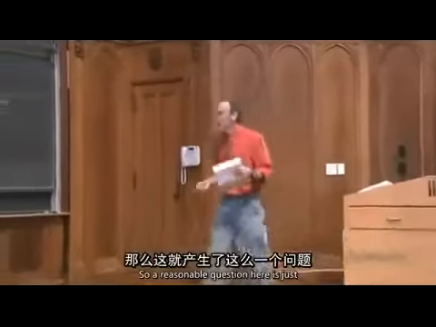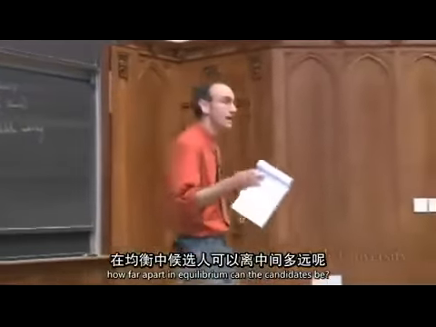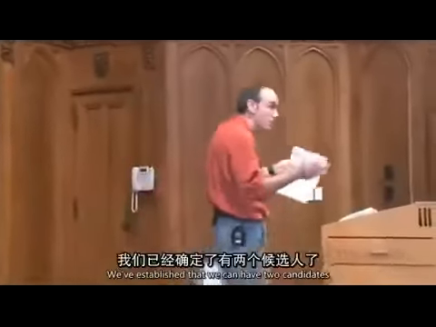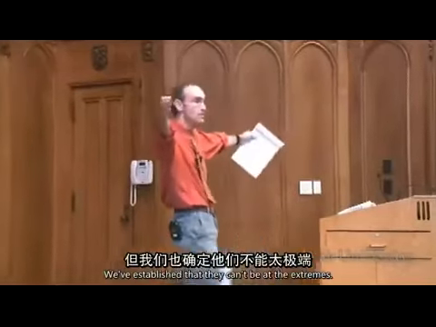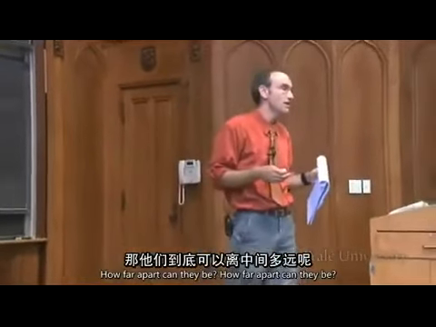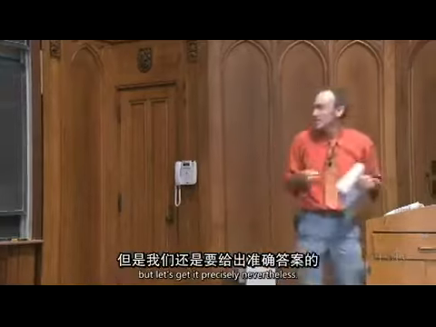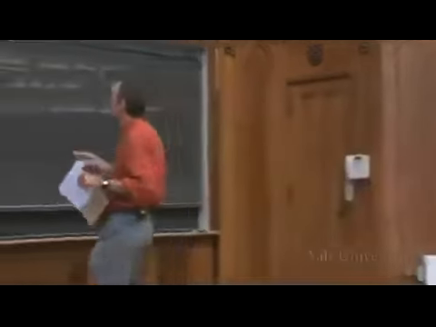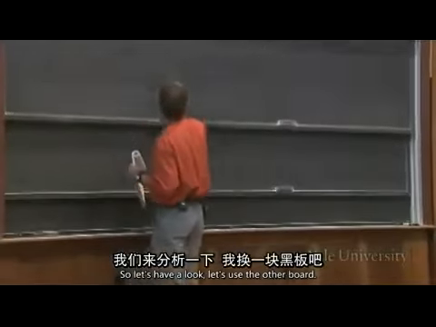So a reasonable question here is just how far apart in equilibrium can the candidates be? We've established that we can have two candidates and they needn't both be at the center. We've established that they can't be at the extremes. How far apart can they be? This is kind of a nerdy question to get it precisely, but let's get it precise nevertheless. Let's have a look. Let's use the other board.